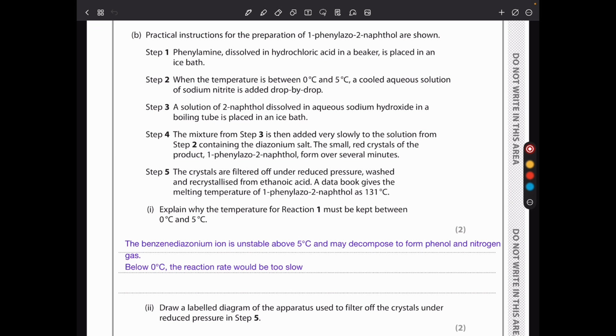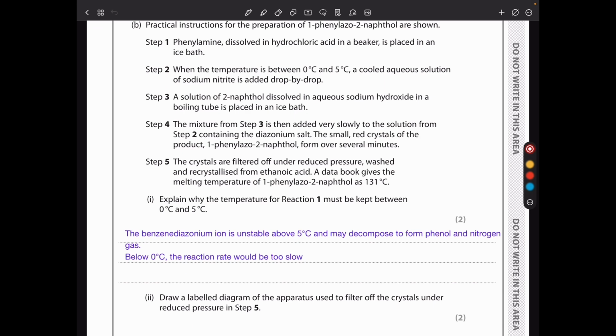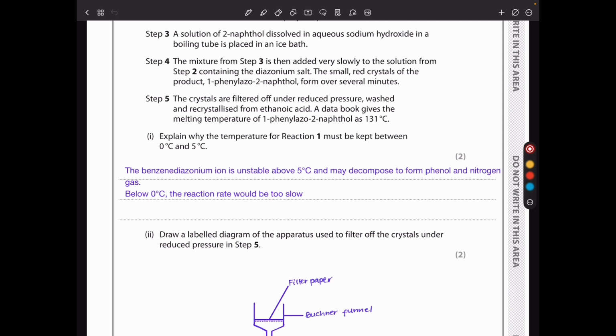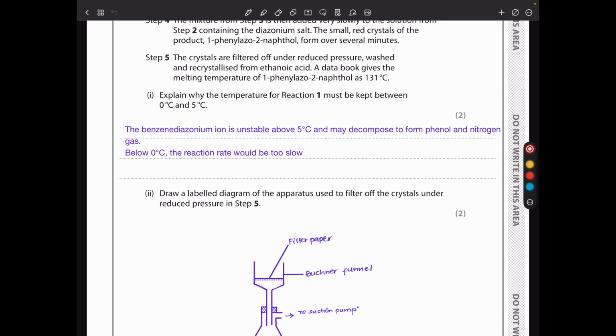The small red crystals of the product, 1-phenylazo-2-naphthol, form over several minutes. The crystals are filtered off under reduced pressure, washed and recrystallized from ethanoic acid. Another book gives the melting temperature of 1-phenylazo-2-naphthol at 131 degrees Celsius. Explain why the temperature for reaction 1 must be kept between 0 to 5.